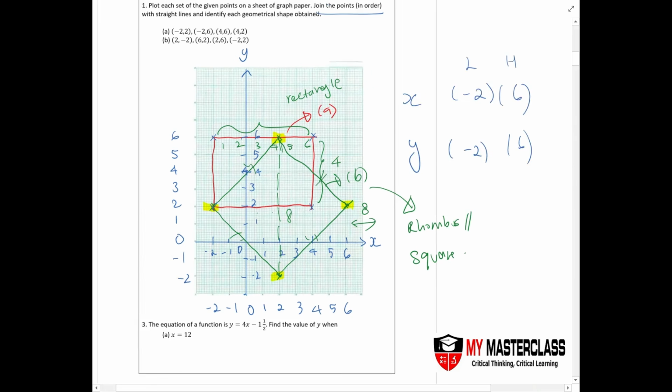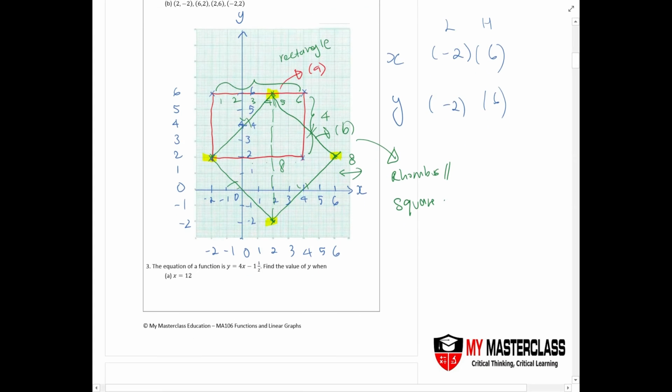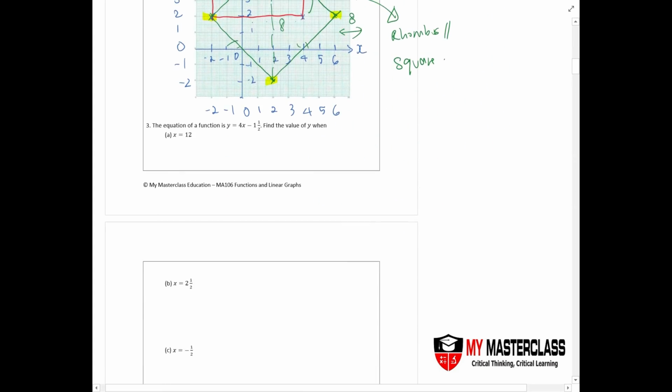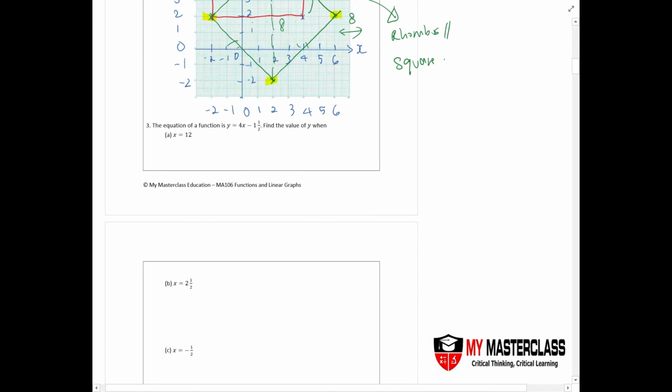Then let's take a look at question 3. The equation of a function is y = 4x - 1.5. Find the value of y when x = 12. So what do you need to do? Did they ask you to use the graph? No, they didn't. So you just need to substitute the value in. So you have y = 4(12) - 1.5.